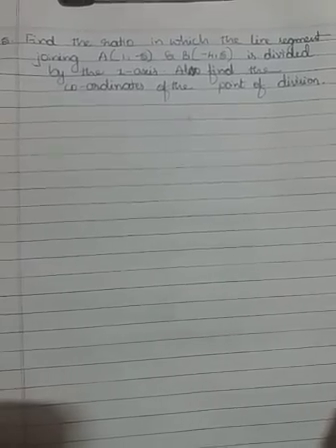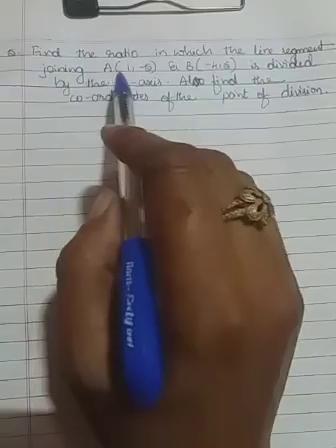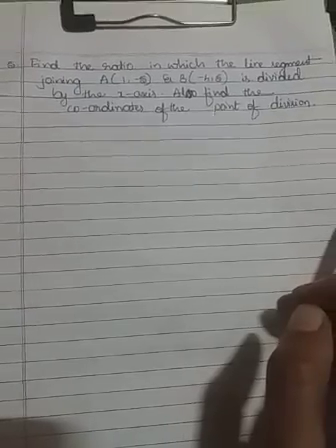Hello students, let's move to the fifth sum in exercise 7.2. Let us read the sum. Find the ratio in which the line segment joining A(1, -5) and B(-4, 5) is divided by the x-axis. Also find the coordinates of the point of division.